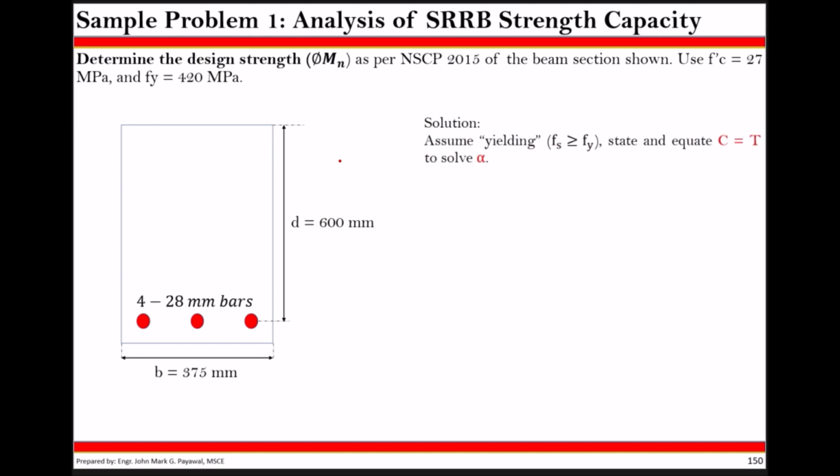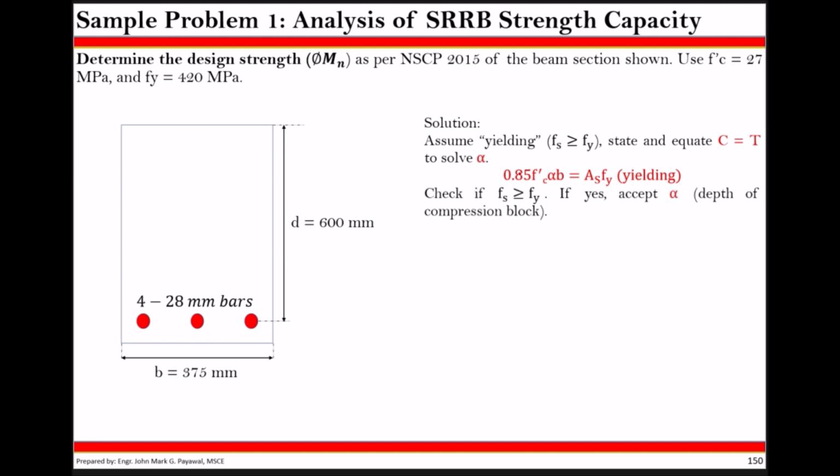Assume it's yielding. When we assume it's yielding, we need to check later that Fs is greater than or equal to Fy. We state and equate that compression is equal to tension in solving for alpha. The working equation would be this one. Specifying that this is yielding, why? Because we're using Fy. We're using Fy since we assume on this step that Fs is greater than or equal to Fy. And as per the code, if Fs is greater than or equal to Fy, we can compute for tension using the yield strength of your steel.